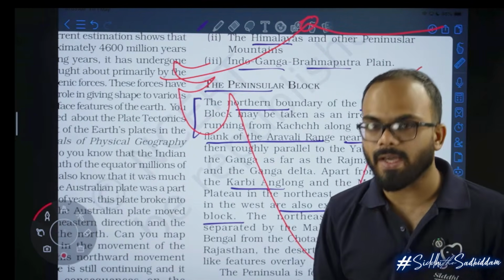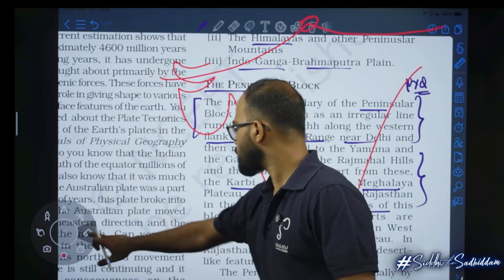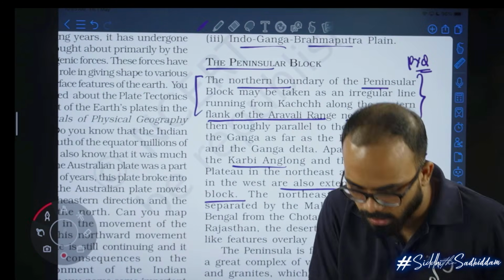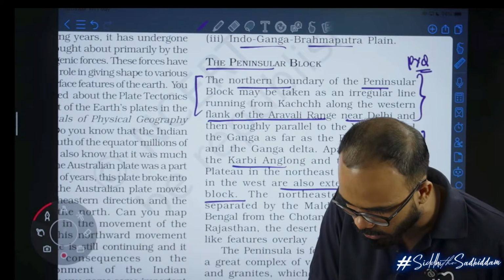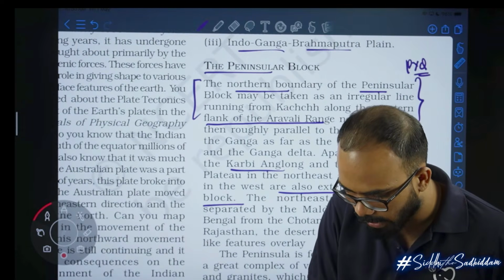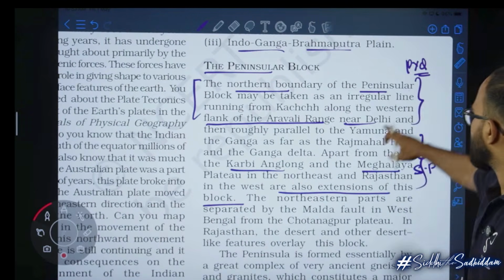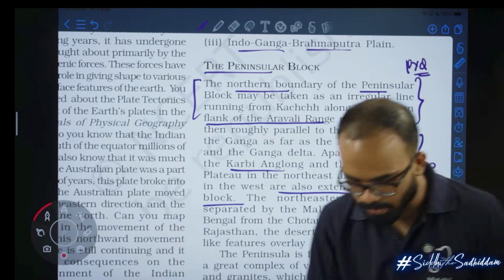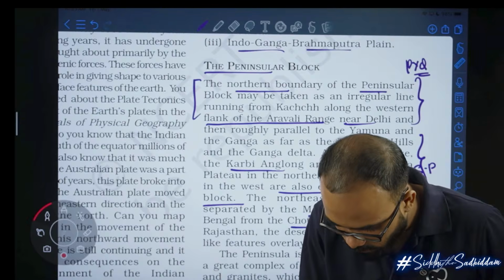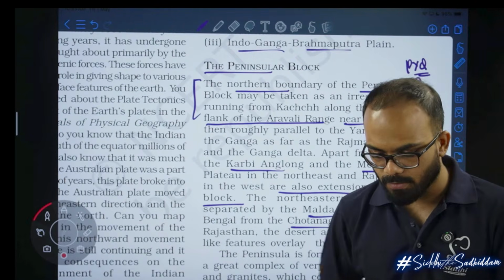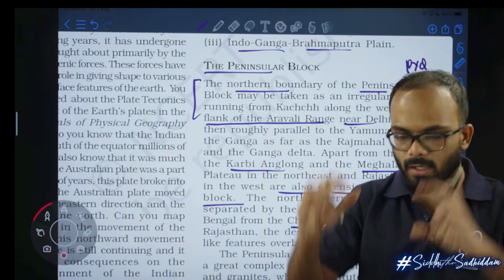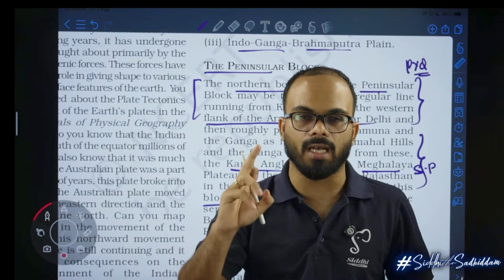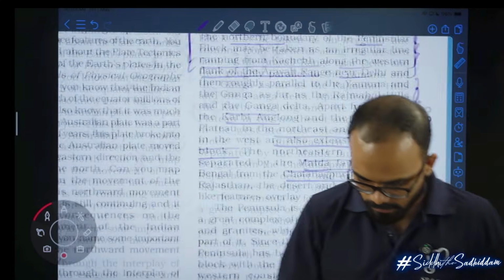This is also a PYQ, yes or no? This is also a PYQ question which we have seen. For Meghalaya Plateau, the examiner used the word Shillong Plateau, and Shillong Plateau is an extension of this particular block. The northeastern part of India was separated by Malda Fault. Malda Fault separates it from the Chota Nagpur Plateau. So from this single small paragraph, there are two PYQs that were asked in 2025, right?